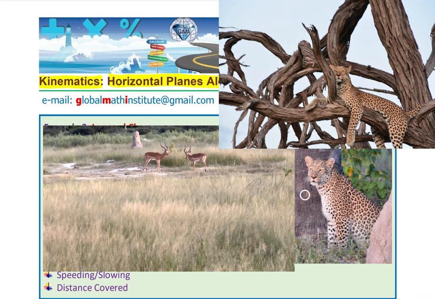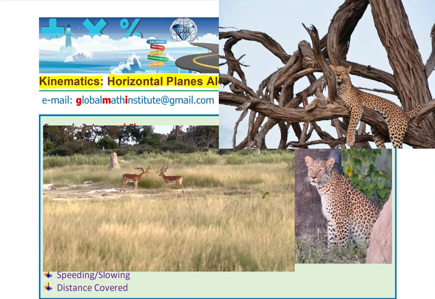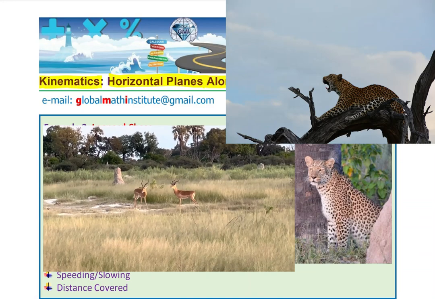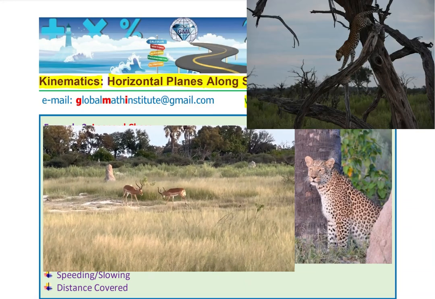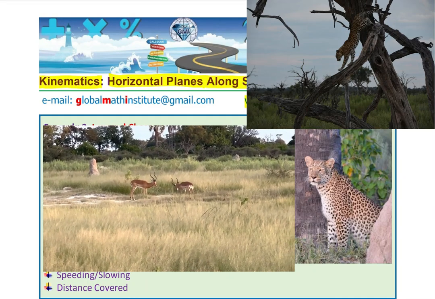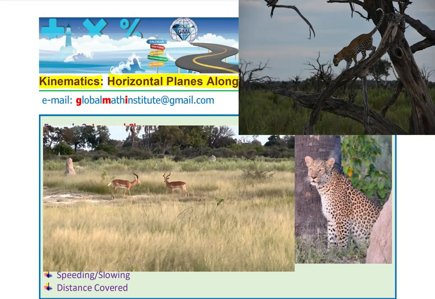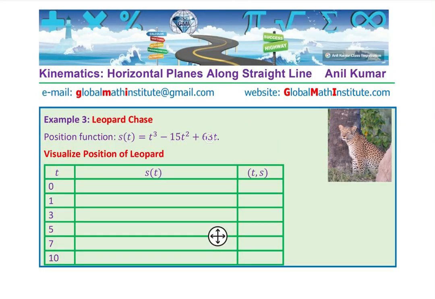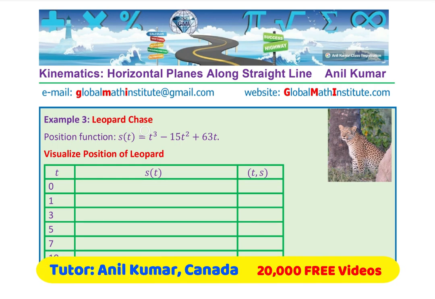Now here's a very interesting situation which I witnessed, and these are the pictures taken by me. Let us try to understand the basic concepts which will form the foundation for kinematics. So we'll begin with the position. The equation given to us, s of t equals t cubed minus 15t squared plus 63t, represents the position of our hero leopard.